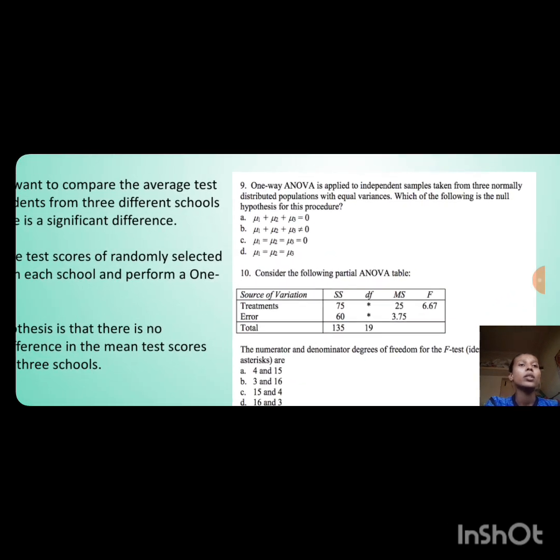One-way ANOVA is applied to independent samples taken from three normally distributed populations with equal variance. Which of the following is the null hypothesis for this procedure? A. mu1 plus mu2 plus mu3 equals 0. B. mu1 plus mu2 plus mu3 not equal to 0. C. mu1 equals mu2 equals mu3 equals 0. D. mu1 equals mu2 equals mu3.